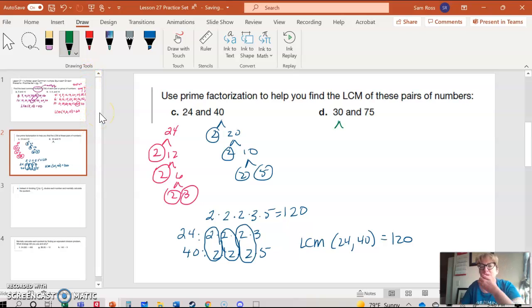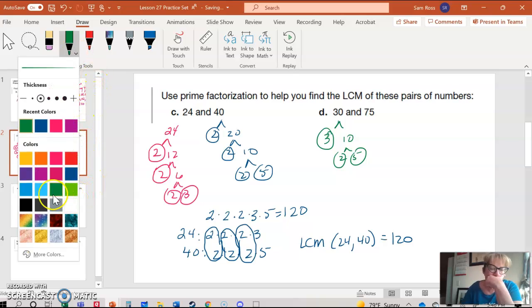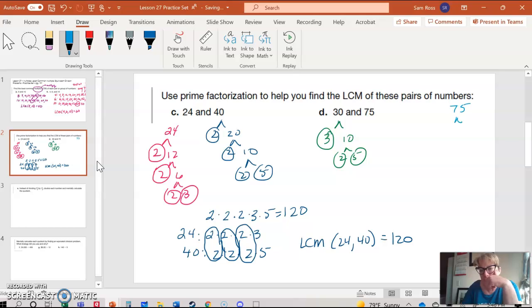Let's do this one. 3 times 10, 2 times 5. End of story. That was really quick. Okay? And then I need another color. Here we go. 75. I'll do 75 over here. So 5 and 25? Is that right? It's late in the day. Nope, that's not right. 75 divided by 5 is 15. My bad. This is 15, 3, and 5. So those are all prime.